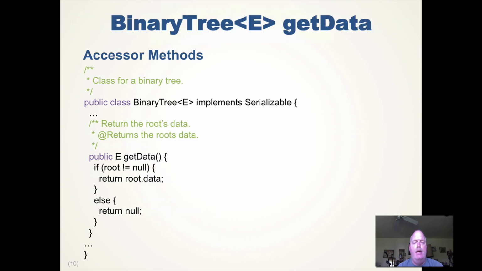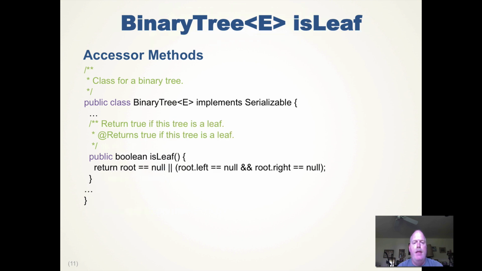getData returns the data at the root. So if the root is not null, we return the data, else we return null. And the isLeaf determines if this particular binary tree's root has no leaves. So if root's null, then it is a leaf, because null is a leaf. Or we check the left and right to be null. If that's true, then this particular binary tree's root node is a leaf.